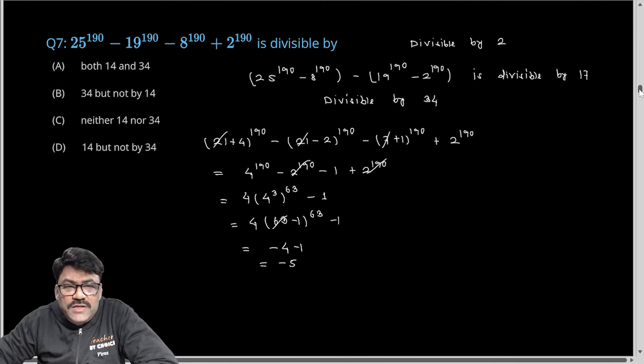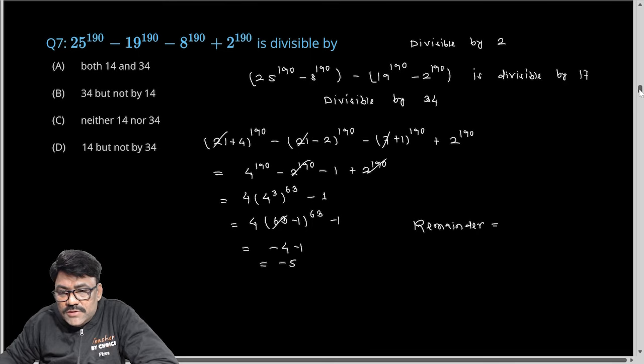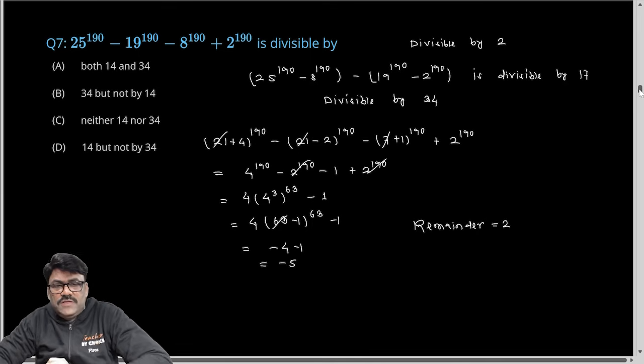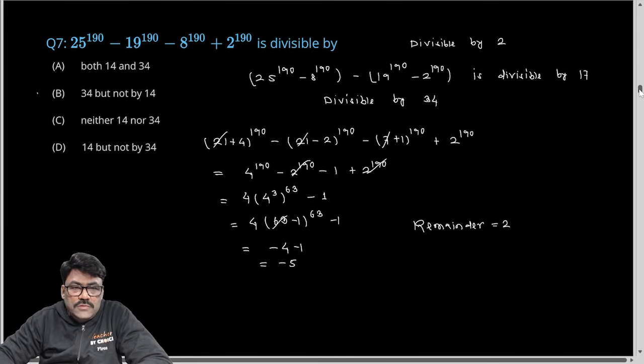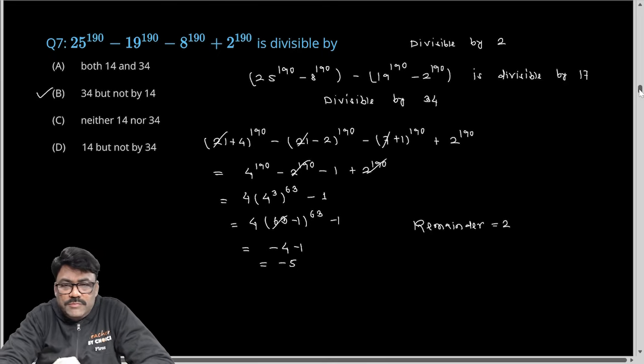So when I'm dividing this quantity by 7, remainder is 2. You will not say remainder is minus 5. You will say remainder is 7 minus 5. Remainder is 2. So when I'm dividing this expression by 7, remainder is 2. That means this expression is not divisible by 7. And since it is not divisible by 7, obviously it is not divisible by 14. So which one is correct? 34, but not 14. Option B.